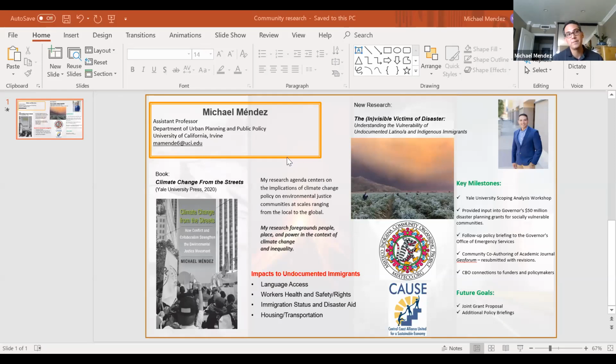This project is called The Invisible Victims of Disaster: Understanding the Vulnerability of Undocumented Latino and Indigenous Immigrants. And I have "invisible" in parentheses, because these groups are actually not invisible, but they're rendered invisible because of systemic racism and cultural norms about citizenship and who's considered a worthy disaster victim. So with that, I'll open it up to questions.